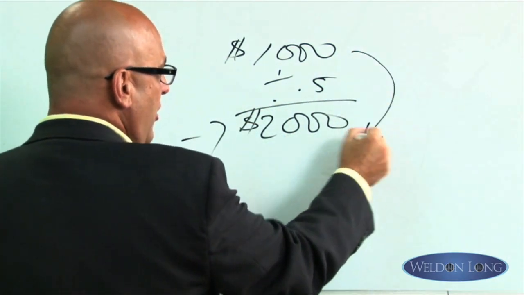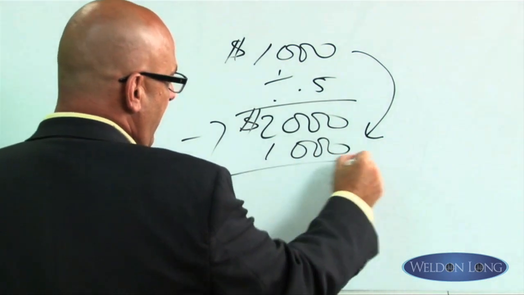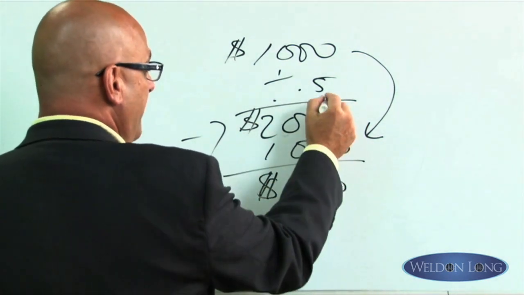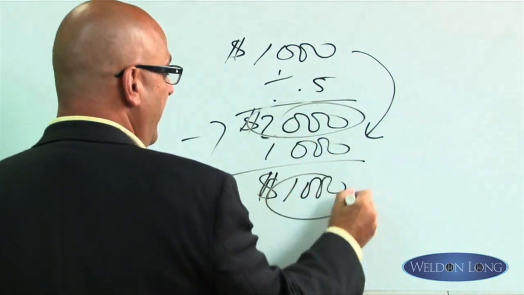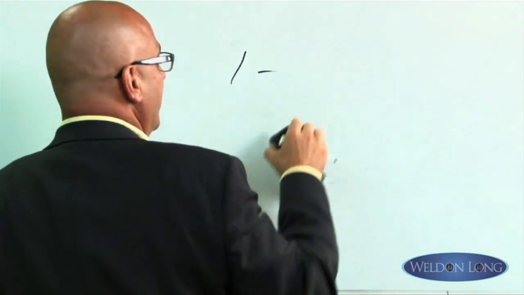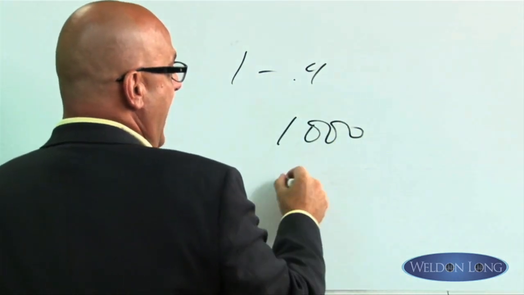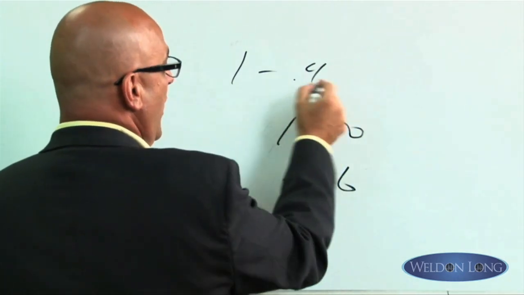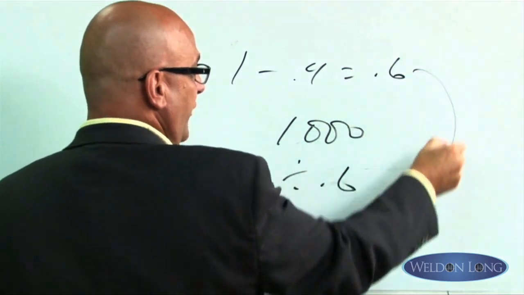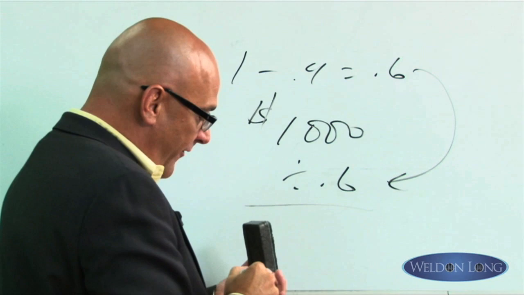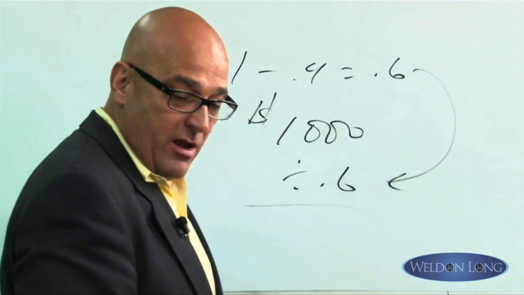You subtract out your cost of goods when you sell it, and that leaves you $1,000 left over. Well, what percentage of $2,000 is $1,000? It's 50%. So let's say you wanted to maintain a 40% gross margin, then you would take that $1,000 and divide by 0.6. So 1 minus 0.4 equals 0.6. Divide the cost of goods, $1,000, by 0.6, and that would give you a 40% gross profit.